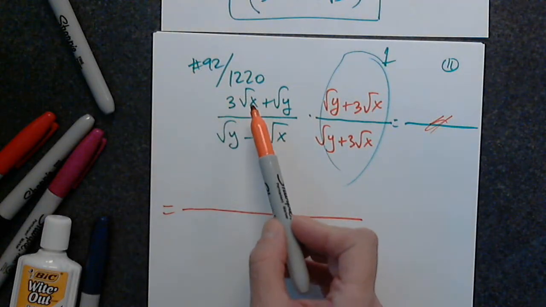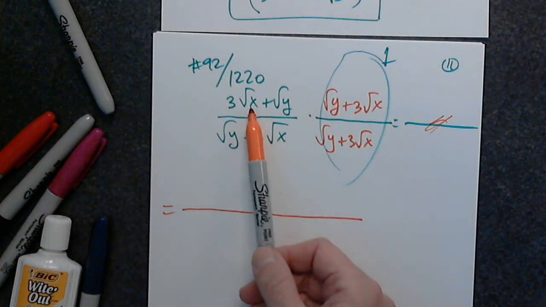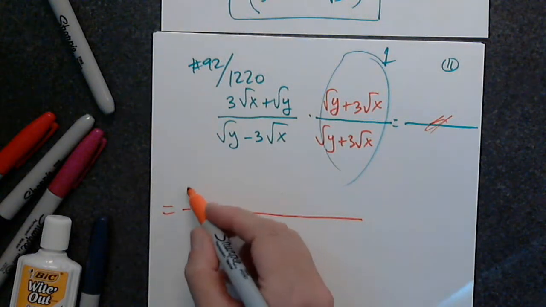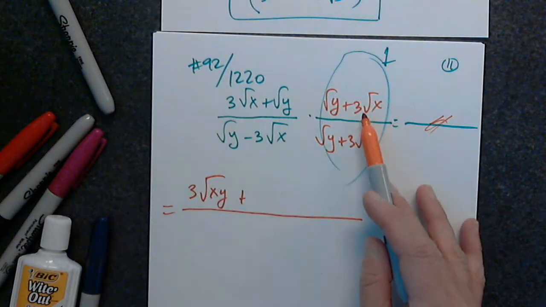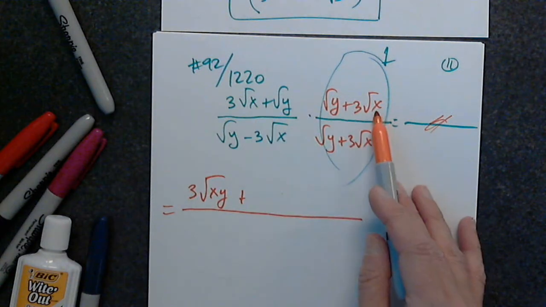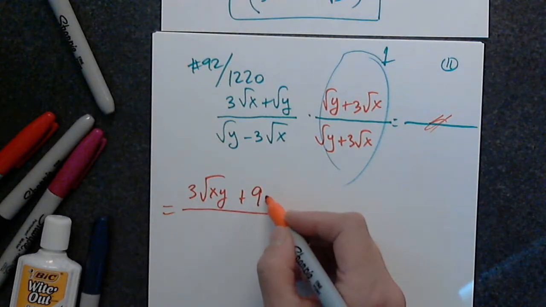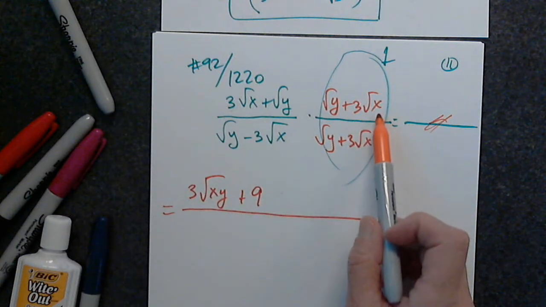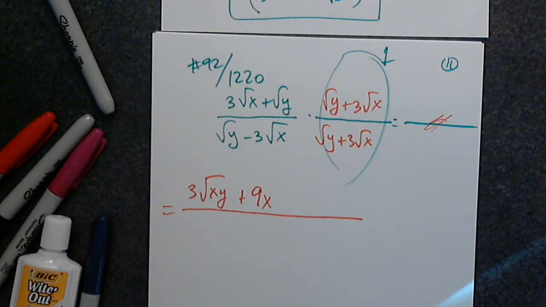3 the square root of x times the square root of y. I have to distribute. 3 the square root of x times the square root of y. How much is the square root of x times the square root of y? The square root of xy. Excellent. 3 the square root of xy plus 3 times 3 times the square root of x times the square root of x. Again, we assume everything positive. 9. So 3 times 3, the square root of x times the square root of x. Very good. Awesome. Well done.